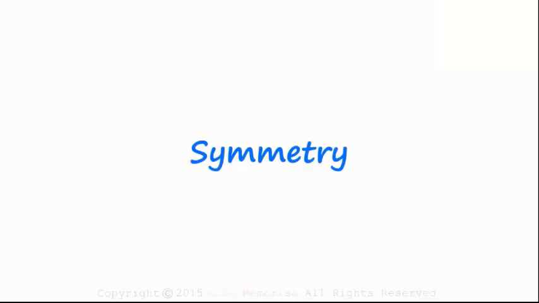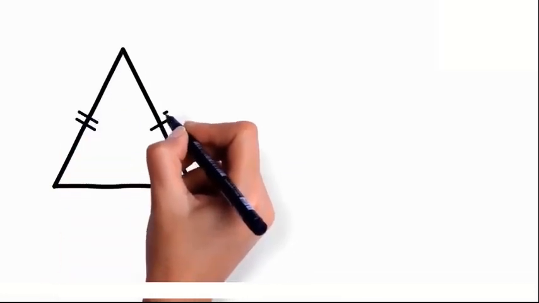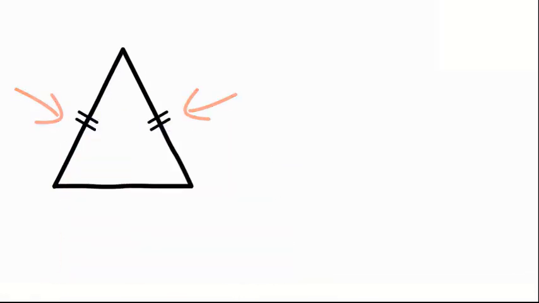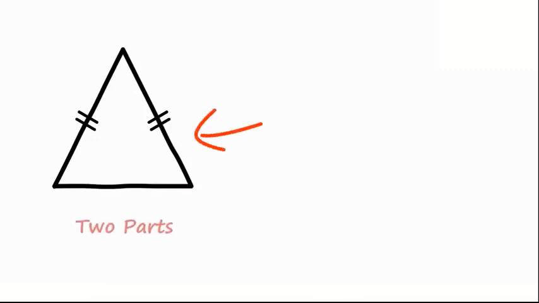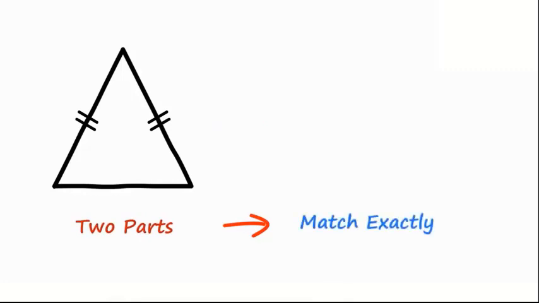To understand what symmetry is, let's draw an isosceles triangle. This triangle has 2 equal sides. Let me give an easy task. You need to think if you can divide this triangle in 2 parts, such that both parts match exactly when folded along a line.